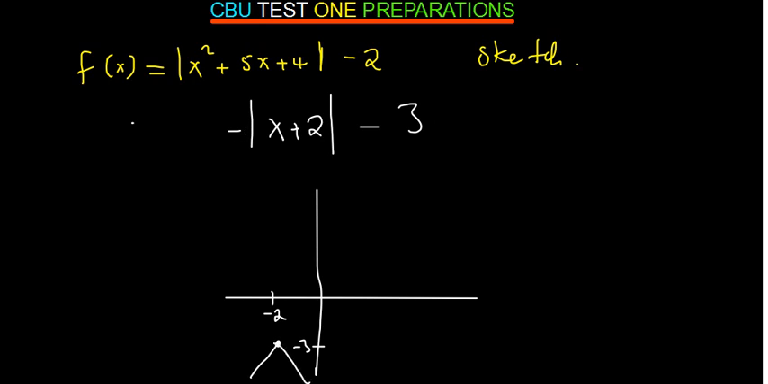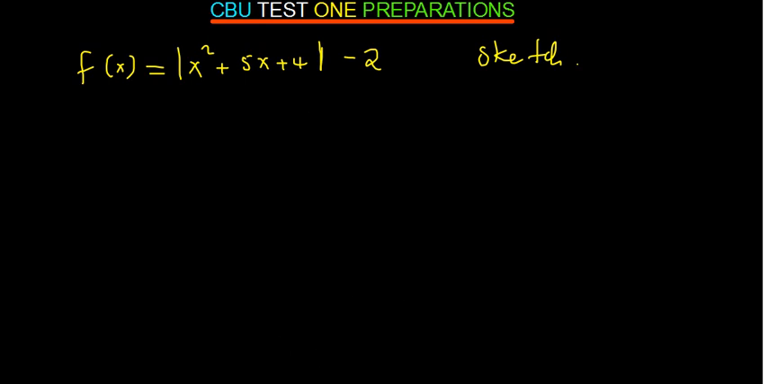So that's how you sketch. Any constant that is added outside the modulus means that it is going to lift the function. So expect this absolute value function, with this negative 2, to be shifted in the y direction to negative 2.